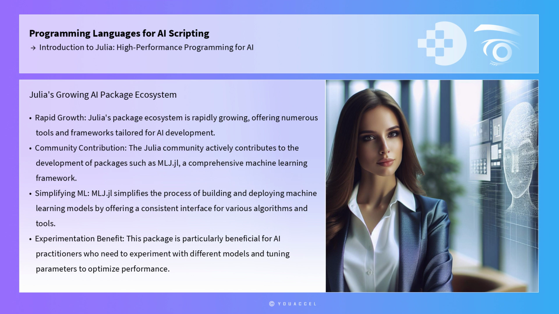In addition to performance and interoperability, Julia's package ecosystem is rapidly growing, offering numerous tools and frameworks tailored for AI development. The Julia community actively contributes to the development of packages such as MLJ.jl, a comprehensive machine learning framework that provides tools for model evaluation, tuning, and composition. MLJ.jl simplifies the process of building and deploying machine learning models by offering a consistent interface for various algorithms and tools. This package is particularly beneficial for AI practitioners who need to experiment with different models and tuning parameters to optimize performance.